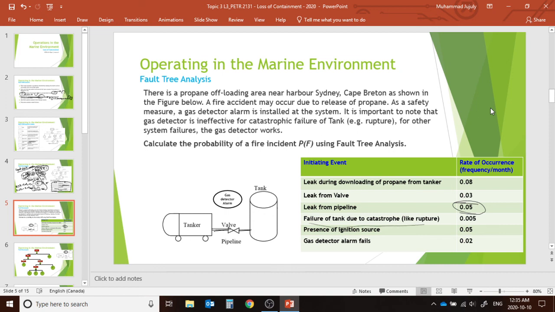Failure of the tank due to a catastrophe like a rupture, maybe the tank could actually blast. That probability is given as 0.005, which is very low, right? If there is a presence of an ignition source, then there is a high chance the incident could happen, and that is 0.05. There could be another problem, that the gas detector alarm fails, and that would be 0.02, the rate of occurrence. So all these frequencies are given. We have to calculate the probability of the fire incident in the fault tree analysis.